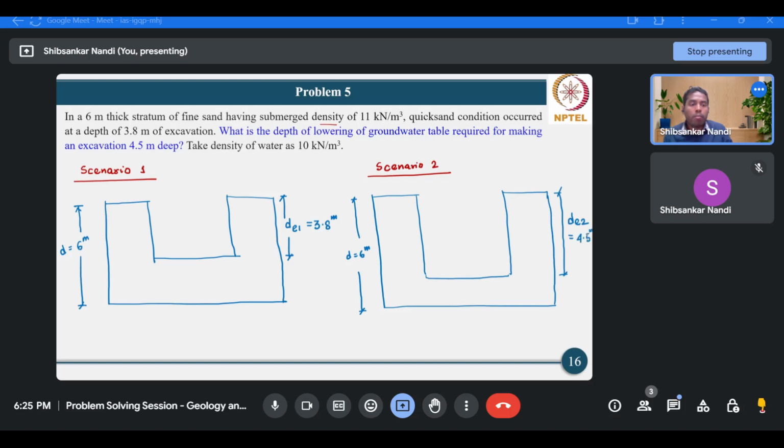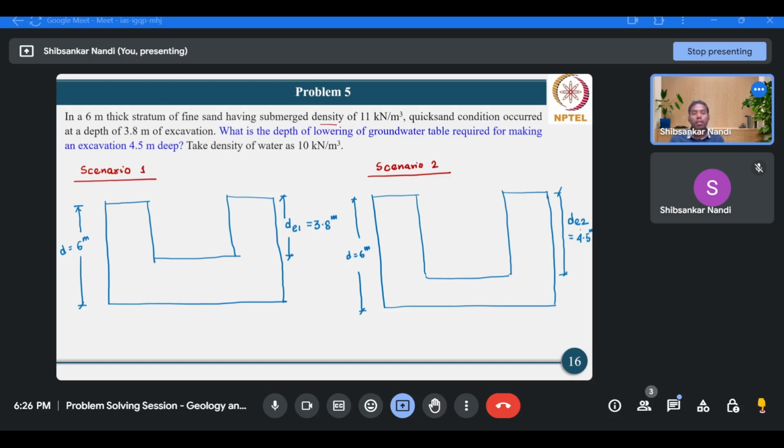4.5 meter. Okay, so for the first scenario, quicksand condition occurred at a depth of 3.8 meter of excavation, but in reality we would like to carry on the excavation to a depth of 4.5 meter, to a greater depth. Okay, so for that, what is the depth of lowering of the groundwater table required? So for the first scenario, we are having the quicksand condition when the depth of excavation reached a depth of 3.8 meter.